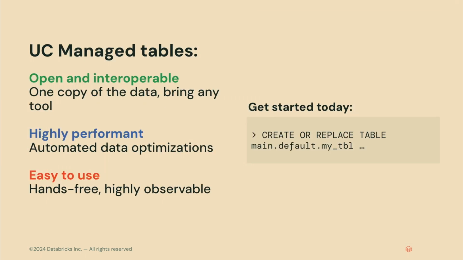And with that brings us to the end of our talk. If there's one thing to take away, it's that our goal for Unity Catalog managed tables is always going to be, 1, open and interoperable, 1 copy of data against which you can bring any tool. 2, to make them more and more performant over time. And 3, to keep them being easy to use. So a hands-free experience, but one where you can easily observe everything that's going on within the environment.